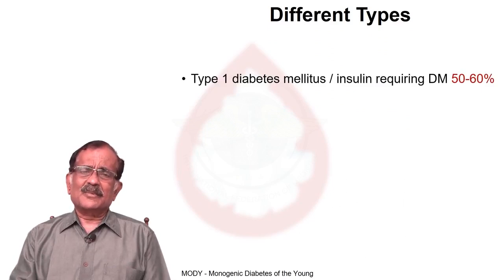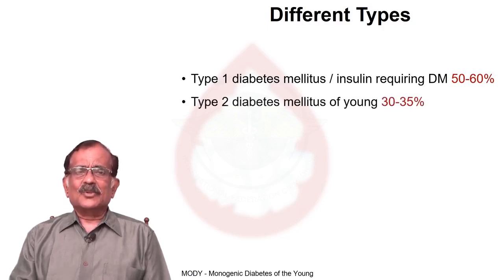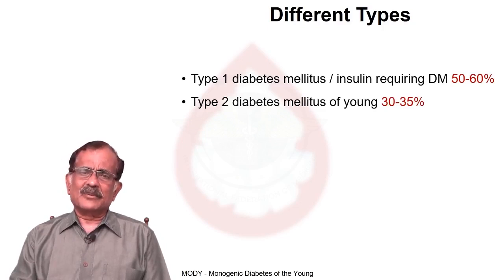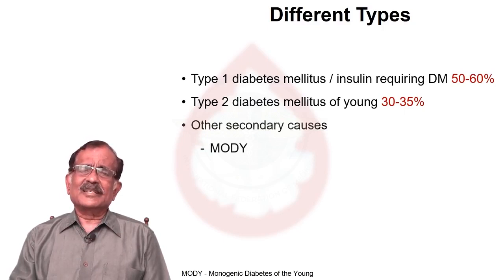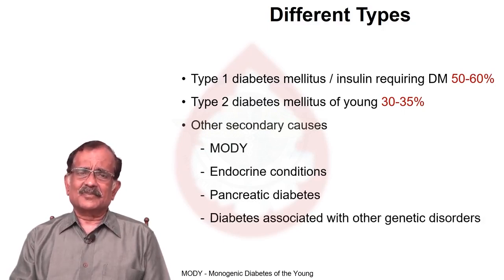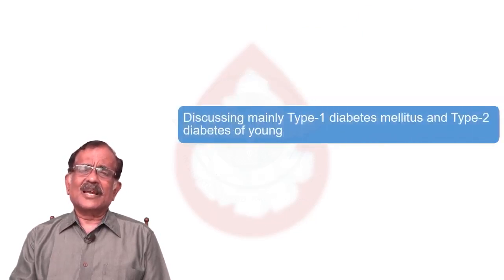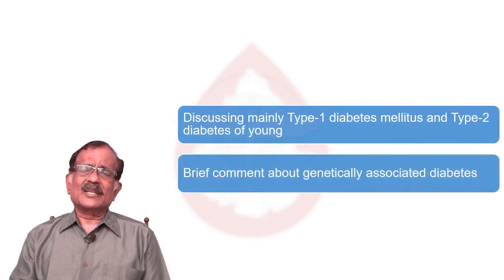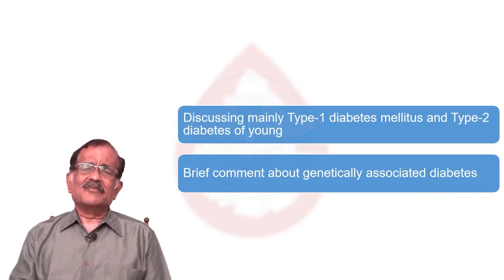Even though the majority in youngsters and children may be type 1, there is a good number of patients who come under the category of type 2 diabetes in the young. If you look at the spectrum of diabetes seen in childhood and adolescence, about 50 to 60% is contributed by type 1 diabetes, about 30-35% by type 2 diabetes, and a small percentage by rare conditions due to genetic alteration or associated with genetic diseases. We are going to focus mainly on type 1 and type 2 diabetes in the young, as the genetically associated diabetes will have just a passing mention, being very rare conditions which an ordinary practicing physician may not be dealing with much.